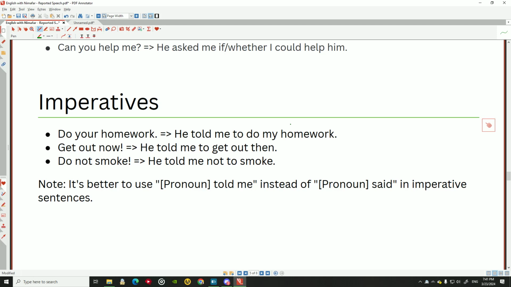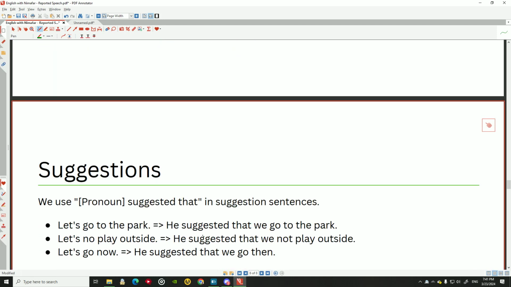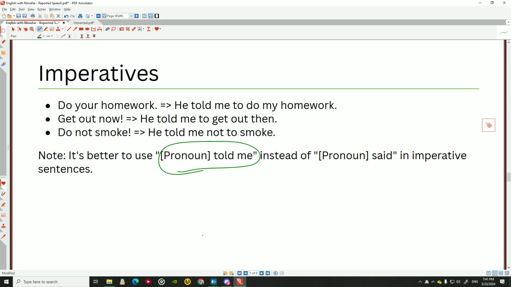You have to say told me. It's better to use told me instead of said. So use told me. He told me. For example, he told me to do my homework. He told me to get out. He told me not to smoke. If you want to make it negative, the negative comes first: not.